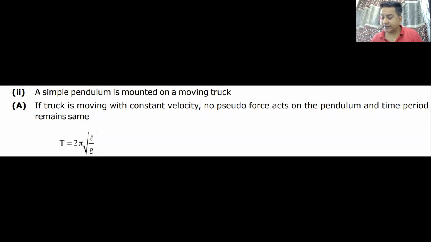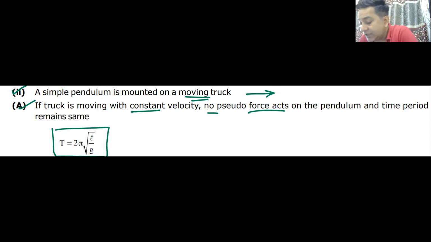That takes us to the next case. In this case, instead of the lift moving up and down, it is kept in a truck which is moving on a horizontal road. If the simple pendulum is mounted on a truck which is moving like this on a horizontal plane, and the truck is moving with a constant velocity, no pseudo force acts, and the formula remains T is equal to 2 pi root over L by g. It does not change. Do we understand this? Yes or no? I'll give you a minute to note it down.